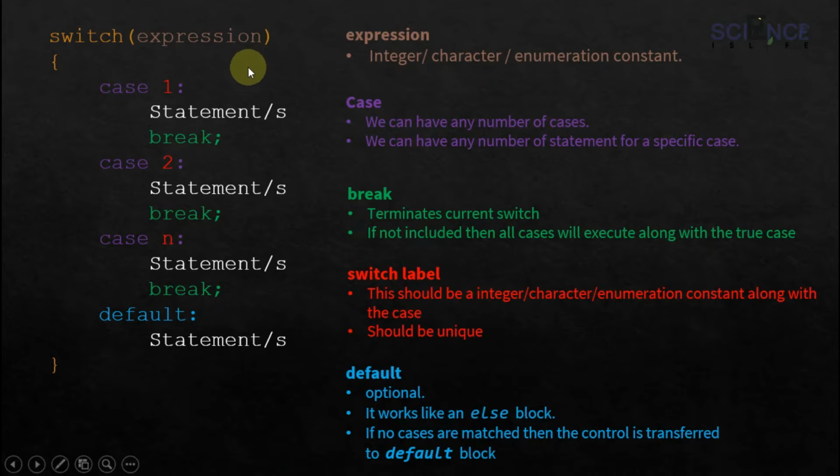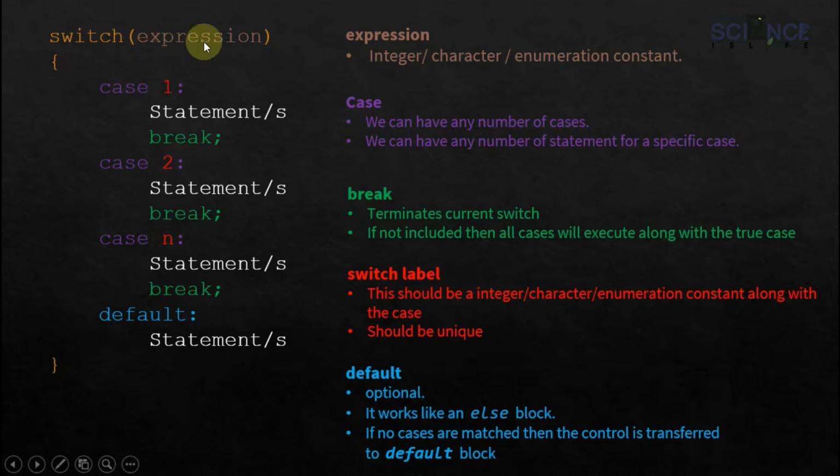If you don't mention these things directly within this parenthesis, then you can indirectly mention them via an expression, right? So you can use an expression which finally gives an output that may be an integer or a character or an enumeration constant. If you don't know what these enumeration constants are, don't be afraid. I'll do a separate video for enums. For now, think that this expression can be an integer or a character, right?